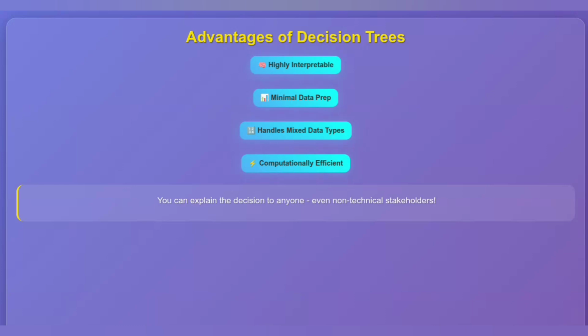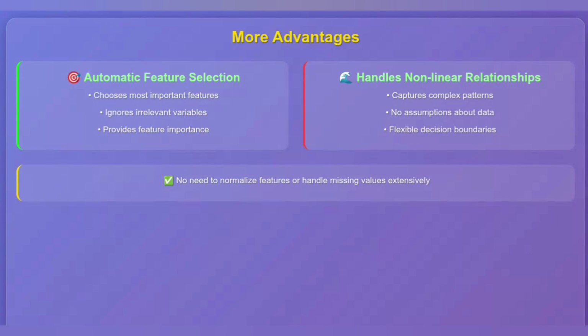Decision trees have several compelling advantages. First, they're highly interpretable. You can easily explain the decision-making process to anyone. Second, they require minimal data preparation. No need to normalize features or handle missing values extensively. Third, they can handle both numerical and categorical data naturally. They're also computationally efficient, can capture nonlinear relationships, and automatically perform feature selection by choosing the most important features for a split. Plus, they provide feature importance scores, helping you understand which variables matter most for your predictions.